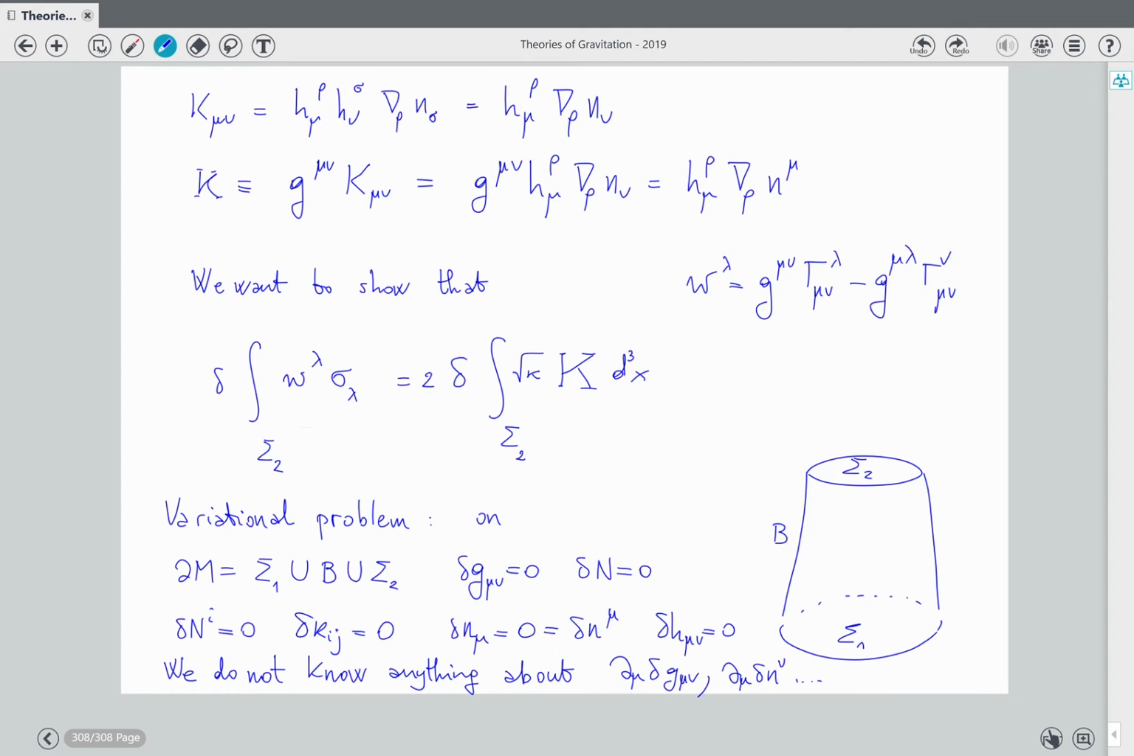Let me also recall what sigma lambda was. Sigma lambda is the square root of minus g epsilon lambda mu nu rho sigma dx mu dx nu dx rho divided by 3 factorial, and there is no sigma there. So strictly speaking, we know nothing about these derivatives of the variations. Actually, we know something.